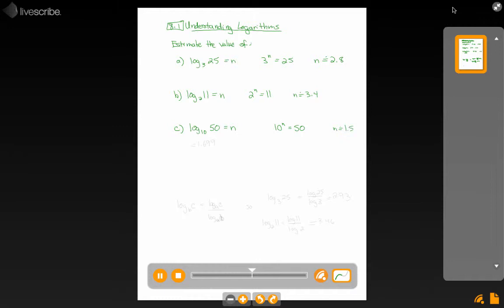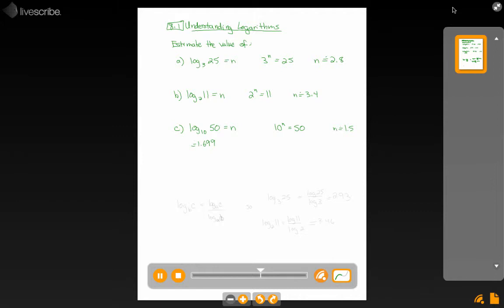That one you can go directly to the calculator and ask, what is log of 50? If you punch in log of 50, the actual answer to this one is 1.699, roughly, rounded to 3 decimal places. So we at least had an estimate that it was between 1 and 2.